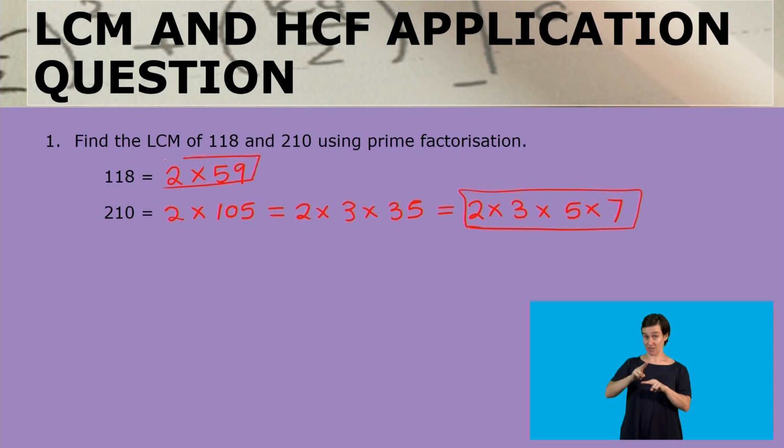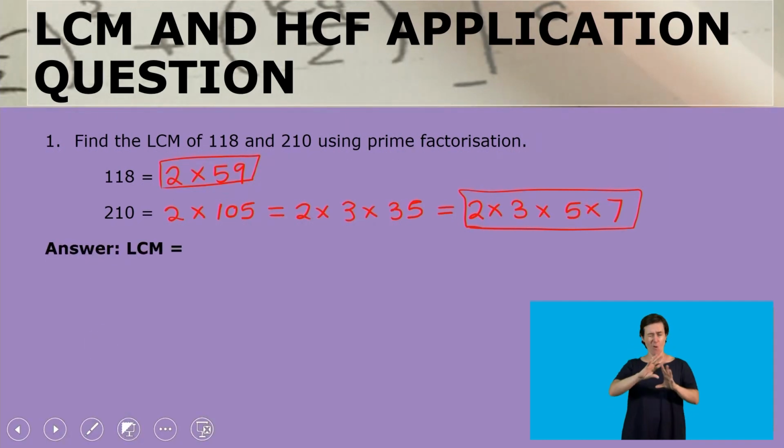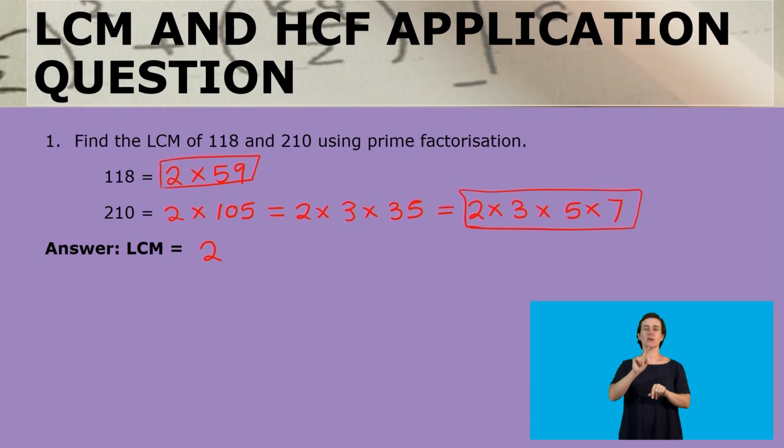Do you remember how we look for the lowest common multiple? Firstly, we are going to list all of the factors that we can see without repeating a factor. So you can see that 2 appears in both blocks, but we are not going to write it 2 times. We are just going to write it once. So in my factors, there is a 2. There is also a 3. We also have a 5. We have a 7. And we have a 59.